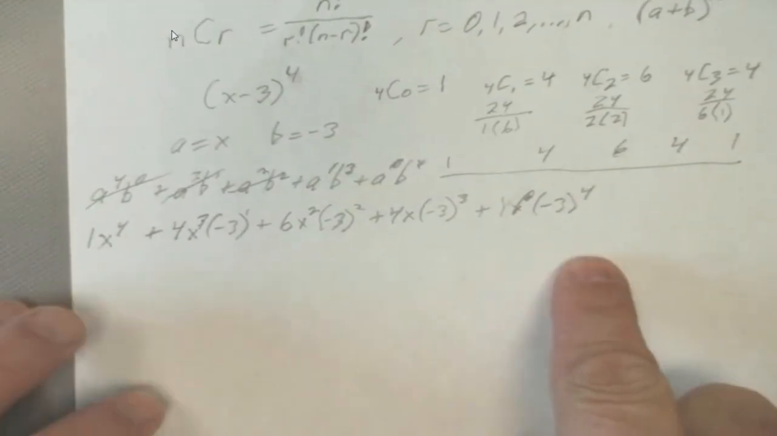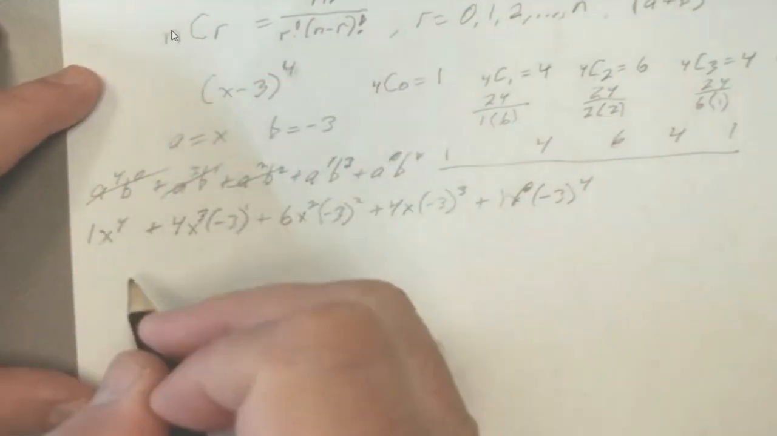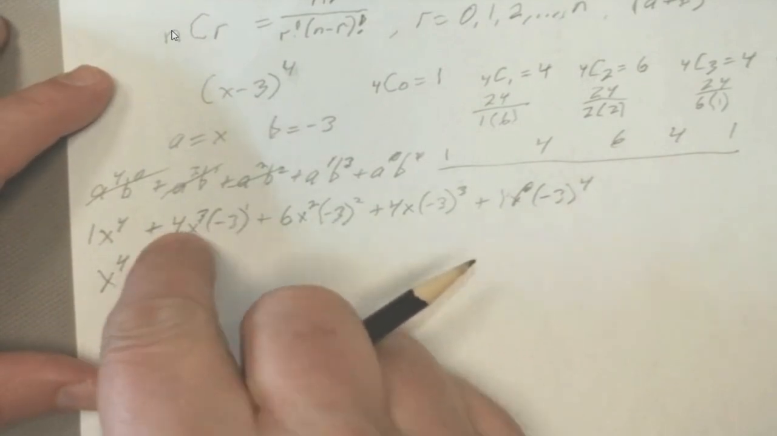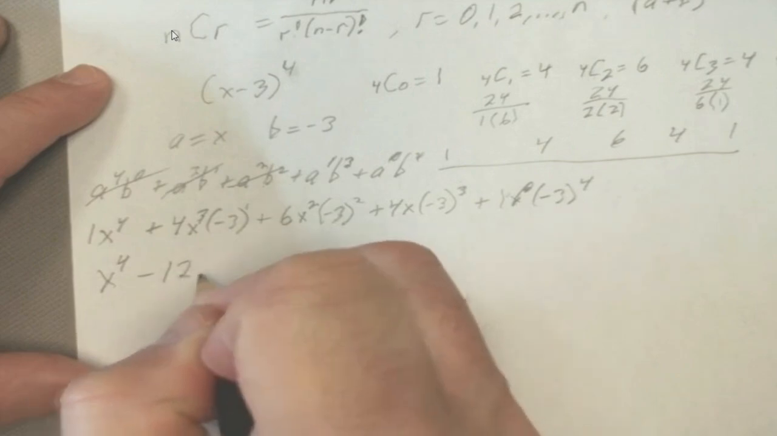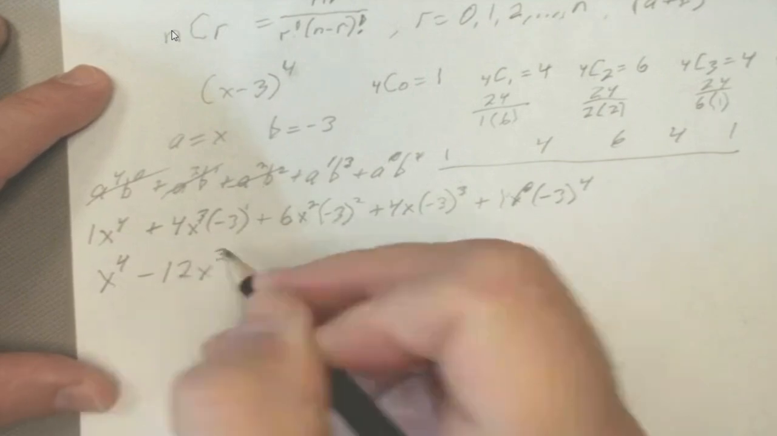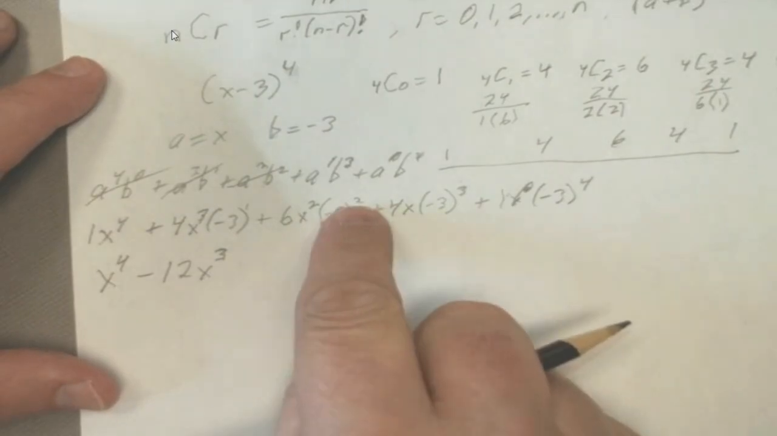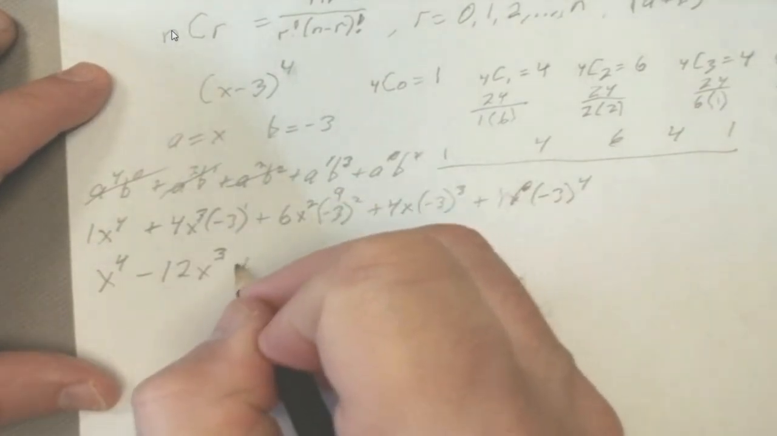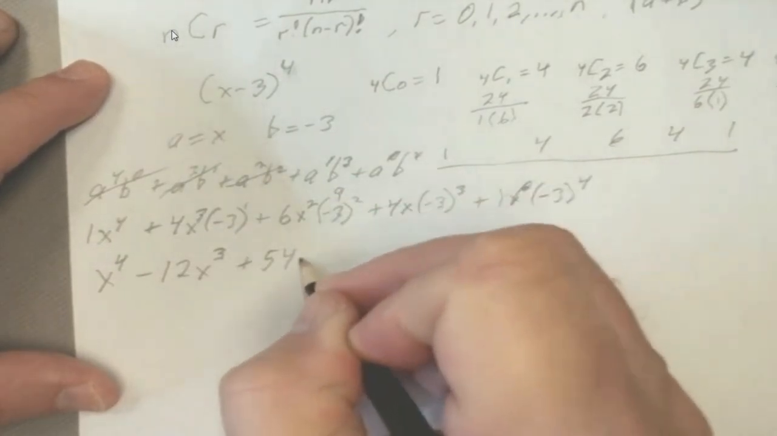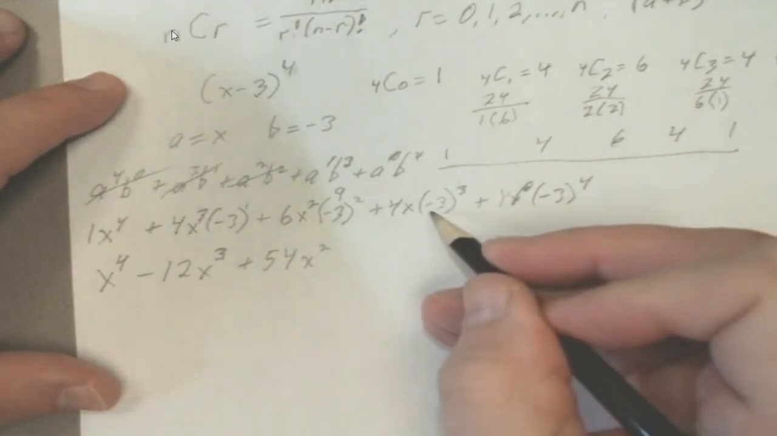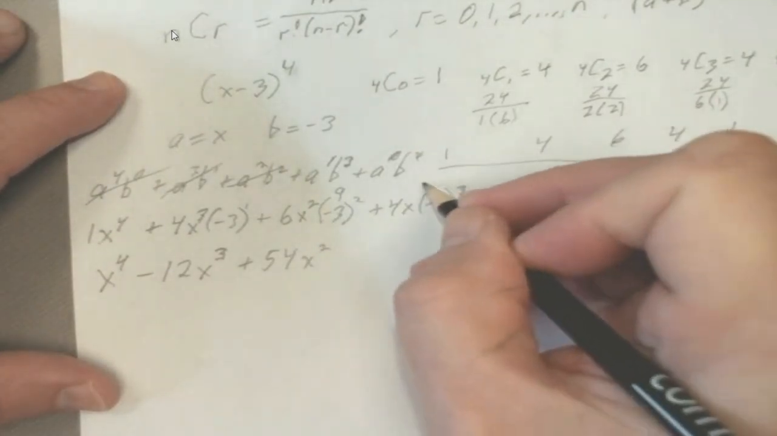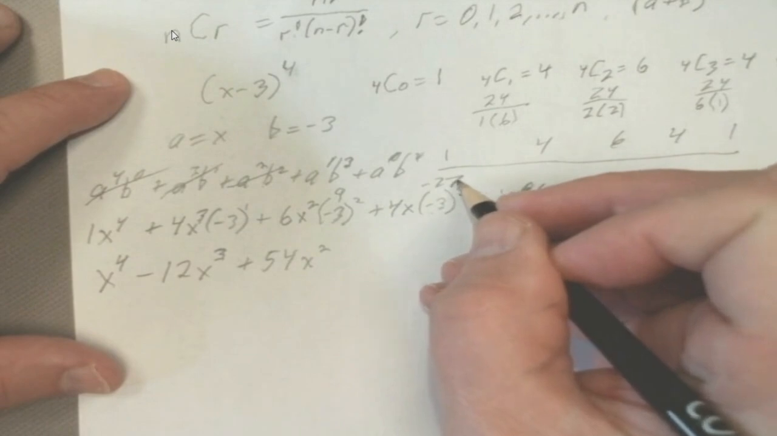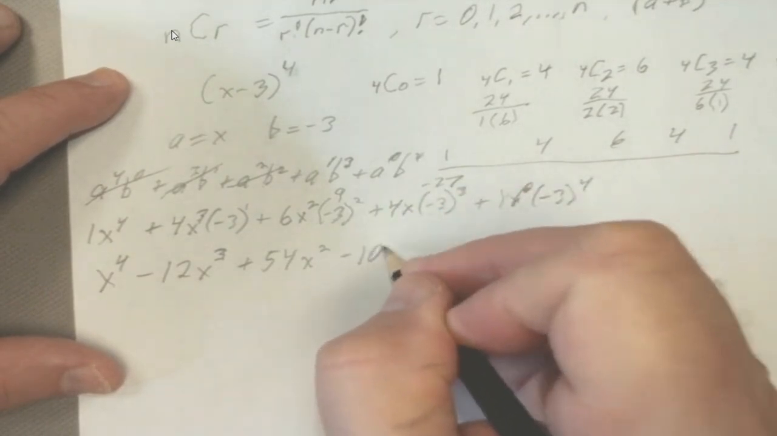Simplify that, and we will have x minus 3 to the fourth. So this is just x to the fourth. Negative 3 to the first is just negative 3. So negative 3 times 4 is negative 12x to the third. Negative 3 squared, well, that's 9. 9 times 6 is 54. And we have an x squared. Negative 3 to the third power, that'd be negative 27. Negative 3 times negative 3 times negative 3. Negative 27 times 4, negative 108.